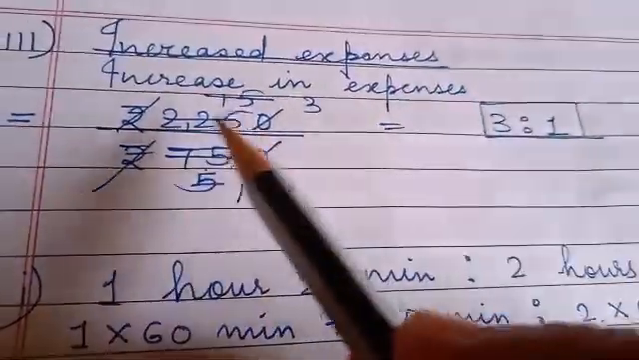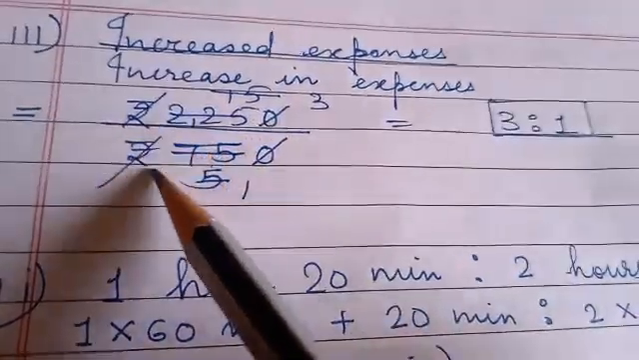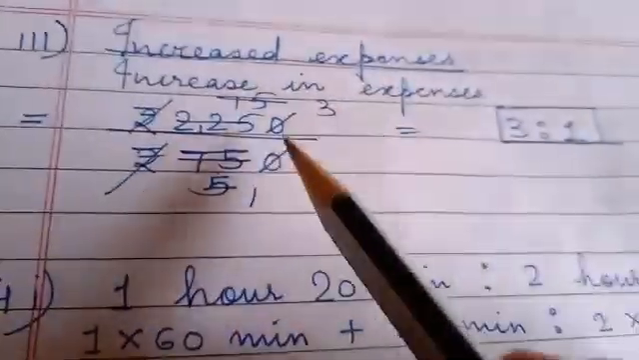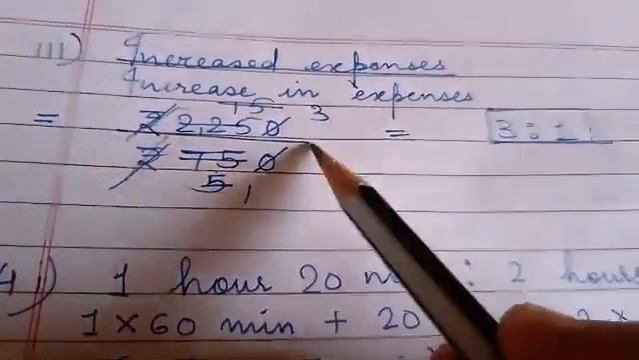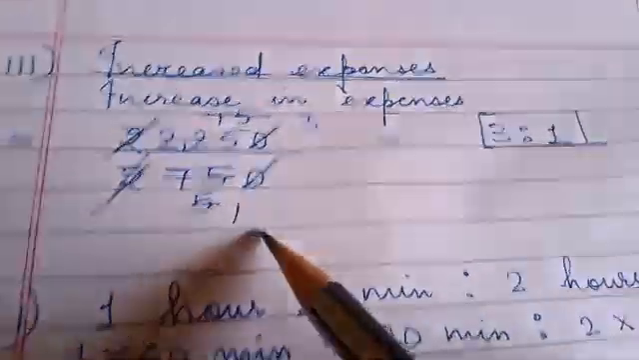Increase in expenses upon increase in expenses: rupees 2250 upon rupees 750. Increase in expenses we have to use here. So it's rupees 750. Rupee with rupee gets cancelled. 0 with 0 gets cancelled.